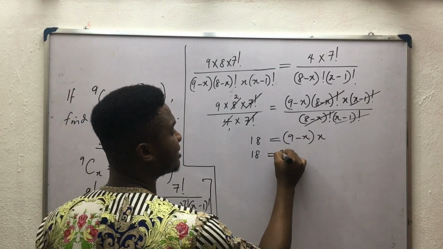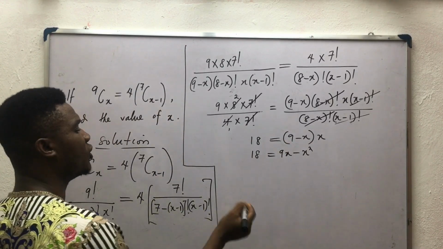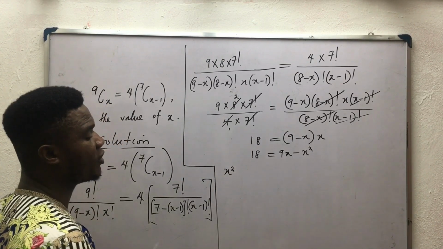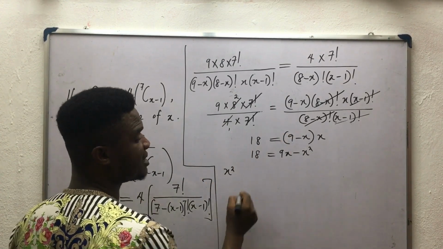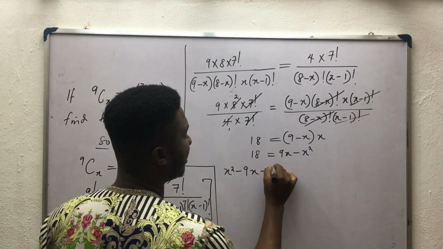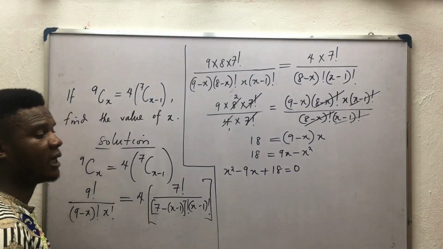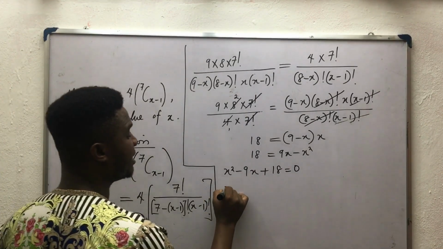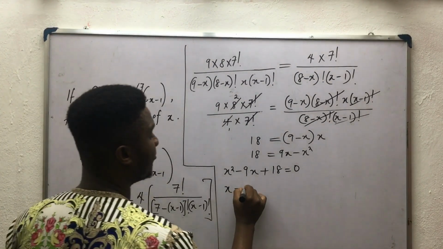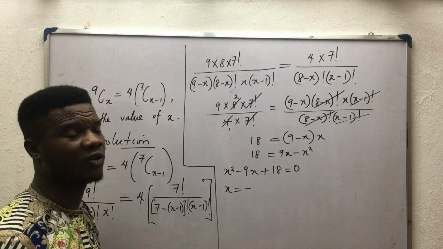So the problem simplifies to 18 on the left hand side equals 9 times x, which is 9x minus x squared, when x multiplies minus x. If you rearrange the problem, you would end up having a quadratic equation of the form x squared minus 9x plus 18 equals 0. So what do we now do? Apply the quadratic formula. Applying the quadratic formula means writing your solution in x as minus b plus or minus the square root of b squared minus 4ac all over 2a.